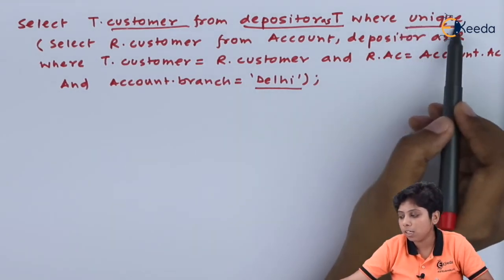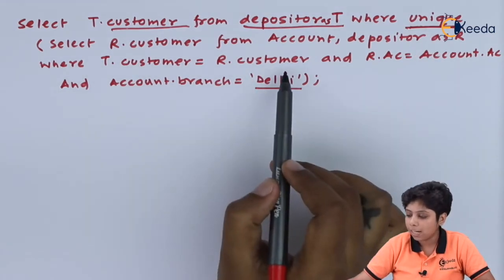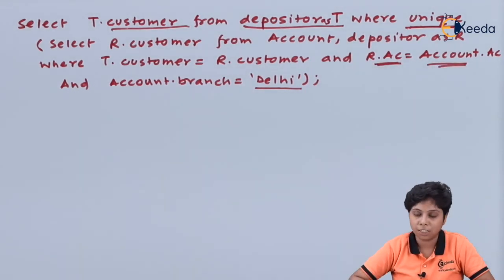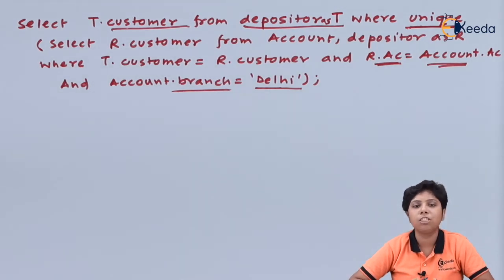Now this unique keyword checks whether any duplicacy exists or not. If it exists, then the unique keyword will not be satisfied; otherwise it will be satisfied. Or it will take only the unique values of the set of the domain on the customers that have the account number, which is the account number of the customer, and the branch is Delhi. So this way unique works for checking duplicate values. Just like the reverse, not unique will check for duplicate values considering them as a set of domain.